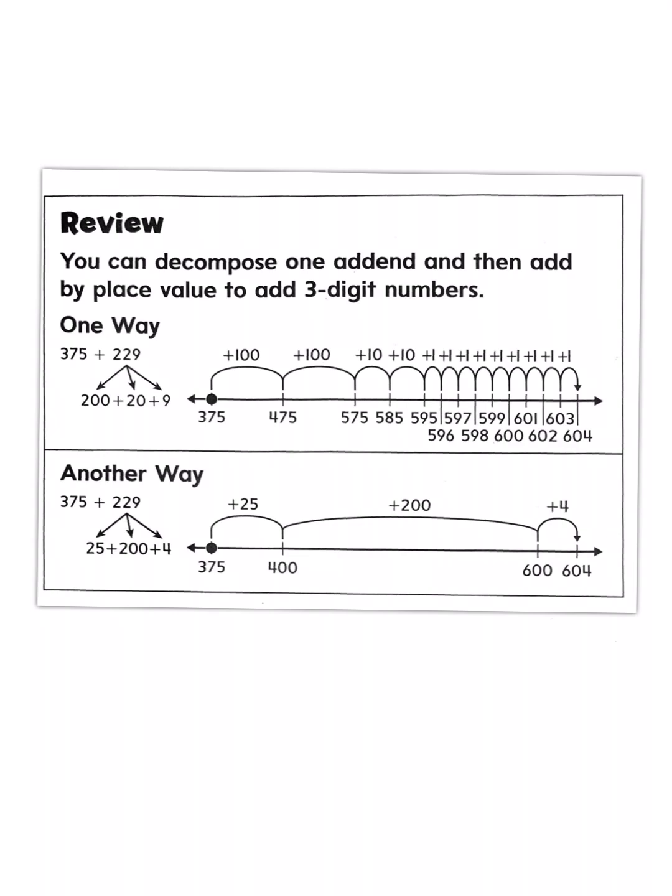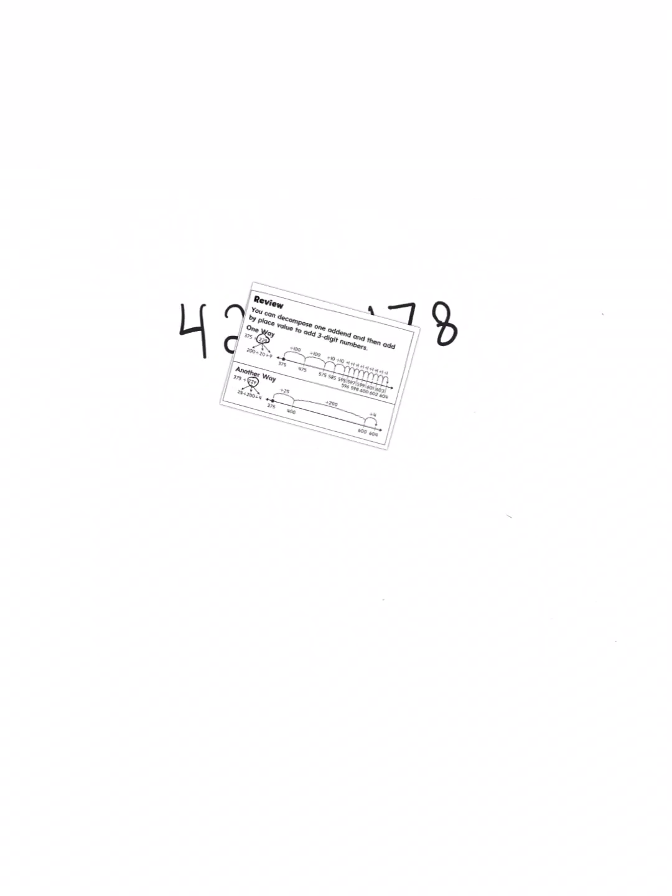Lesson 5 has us decompose addends to add 3-digit numbers. So you can see in both of these example problems that they decomposed the smaller number. So they decomposed the 229 in two different ways and then used a number line to add those. So we are going to look at a different problem that I made up.